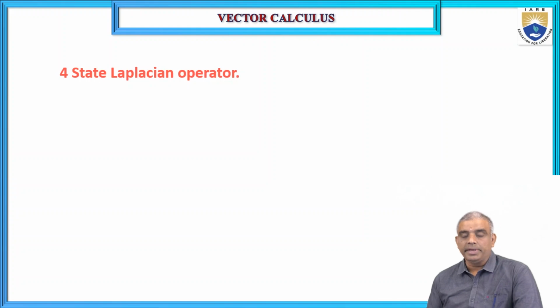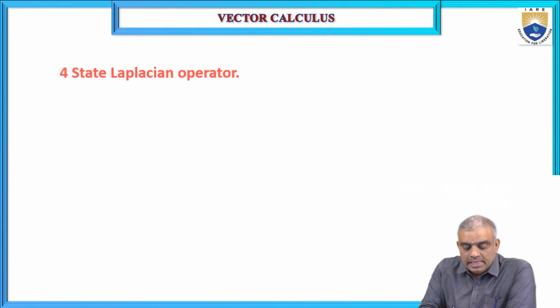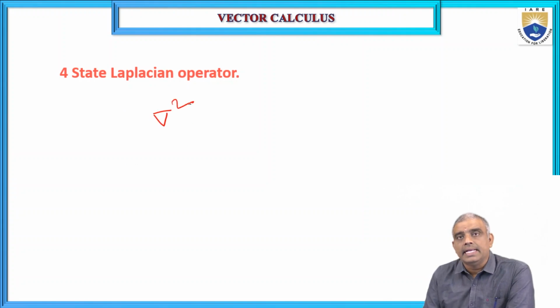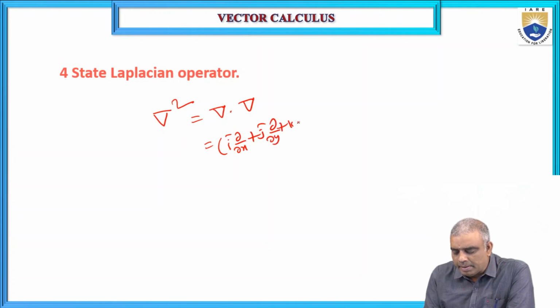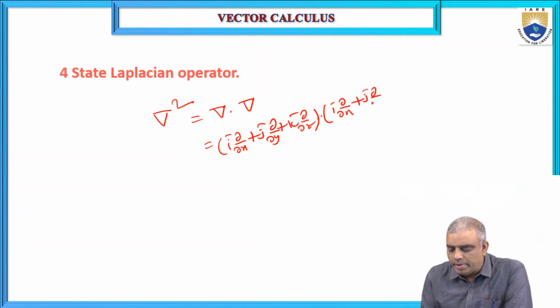Next, I am coming to the Laplacian operator. Already in the previous video we discussed these things, because these are important in both chapters. The Laplacian operator is denoted by del square, which is nothing but del dot del. Del means i bar ∂/∂x plus j bar ∂/∂y plus k bar ∂/∂z, dot product with again del, i bar ∂/∂x plus j bar ∂/∂y plus k bar ∂/∂z.